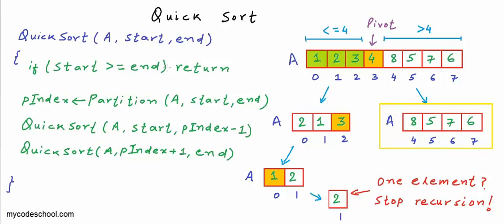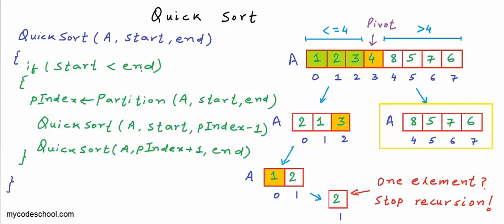Sometimes we will not have a valid segment in the left or in the right, like here. For this segment from index 0 till 1, there is no segment left to the pivot, but still we will make a recursive call to quicksort. We need to gracefully exit. In that case, we can also write something like this: do this whole partitioning only if start is strictly less than end, and this will also mean the same thing.